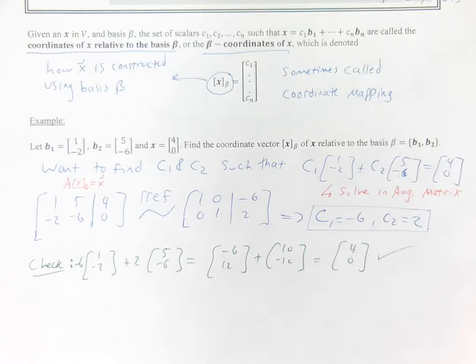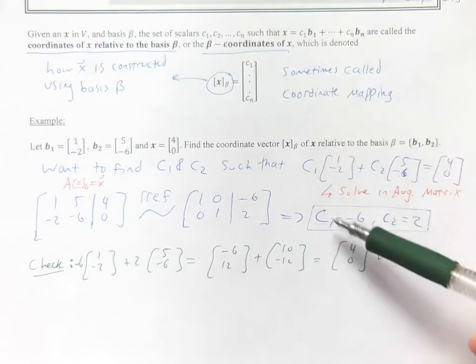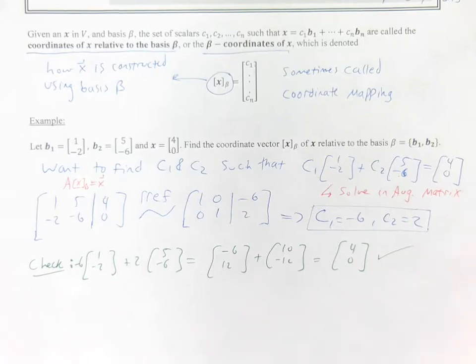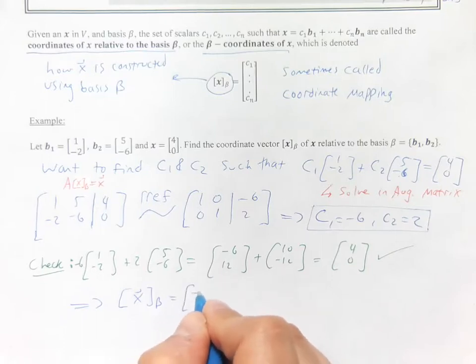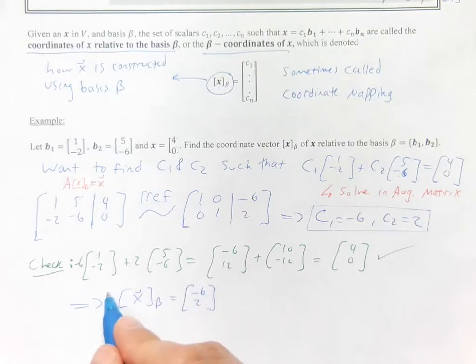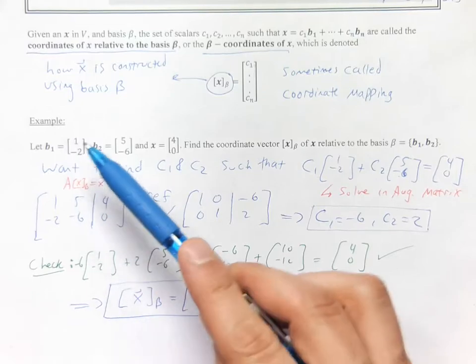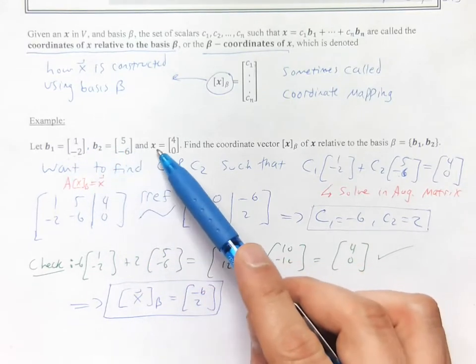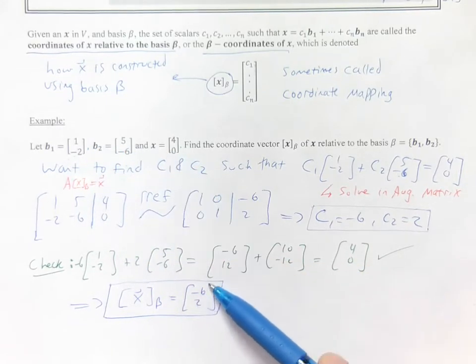And so our coordinate vector, the beta coordinates, the coordinate map, whatever you want to call it, is -6, 2. What we just found was the coordinate vector with respect to this specific basis is -6, 2. This is sort of the final answer here. And so you can see this is a way we can relate the specific basis elements, which in this case were these ones right here, to this specific vector using those specific constant weights.